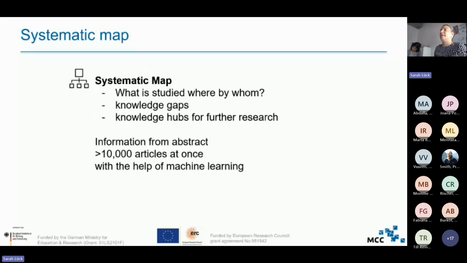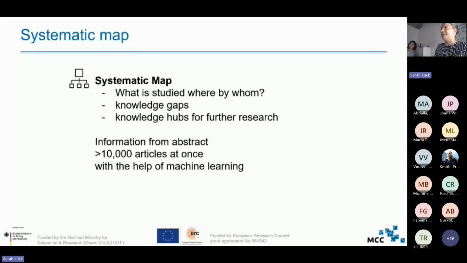And we're talking then, because of that, of 10,000 articles at once. For example, we have already done systematic maps of climate research. And there we take only information from the abstract, so only of the overview, and more than 10,000 articles cannot be read by humans anymore, of course, and we use for that machine learning to automate processes. And I will present today the work I've done so far on CDR, on carbon dioxide removal.